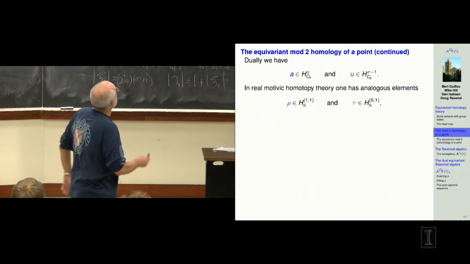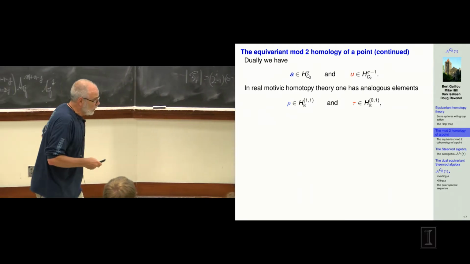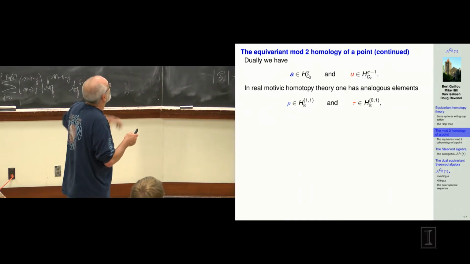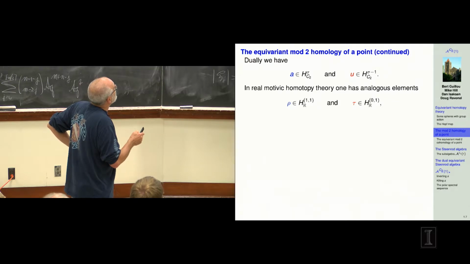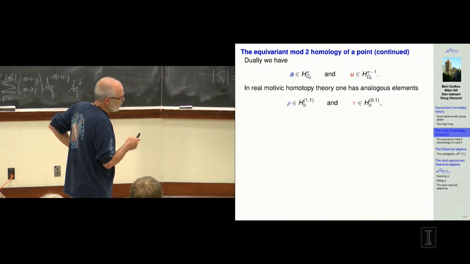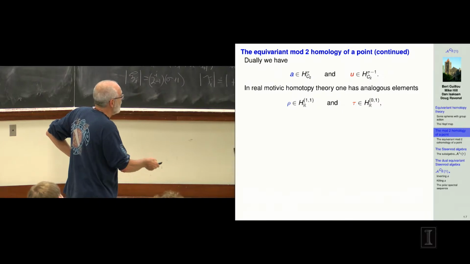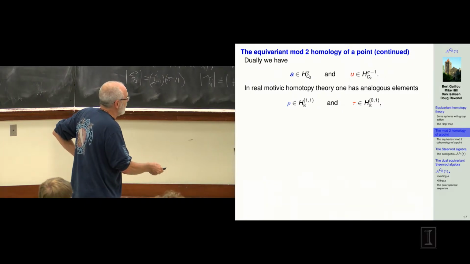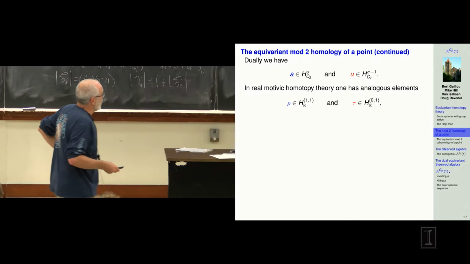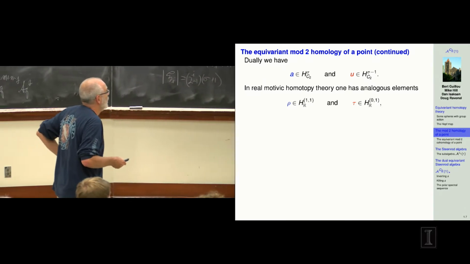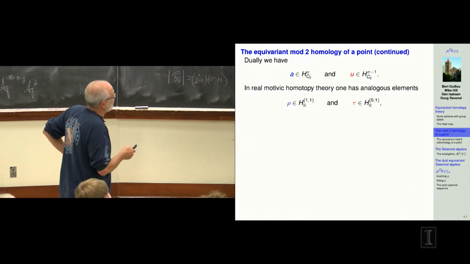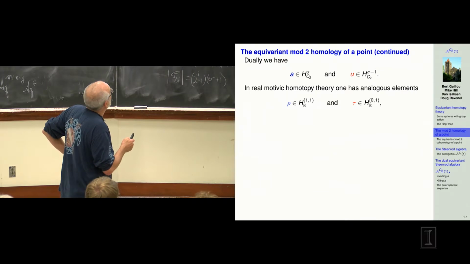Okay, so these same elements occur in real motivic homotopy theory, but they have different names. A is known to motivic homotopy theorists as rho, and U is known as tau. And I wrote this dictionary over here on the blackboard so you can remember it. And they also have a different grading convention.